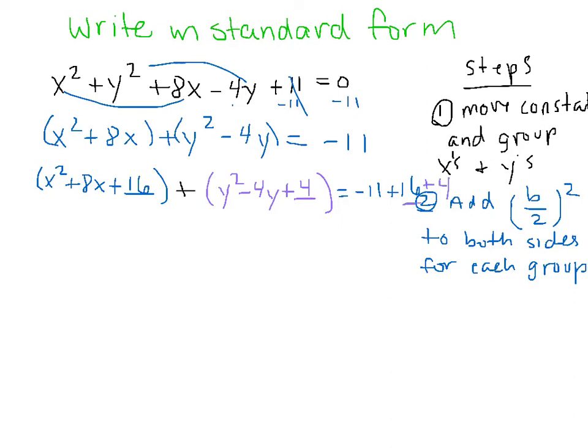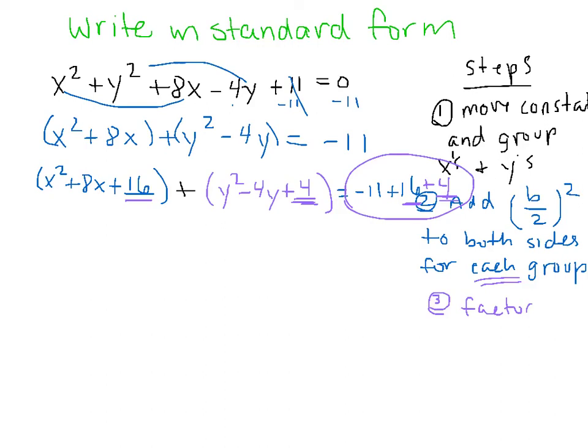So we're going to add 2 blanks on the right. Because we have 2 blanks on the left, we're going to have 2 blanks on the right. It's very, very important that you do that. This is where most of your mistakes come in, over here on the right-hand side. So if you put 2 blanks on the left, you'll have 2 blanks on the right. Now we're going to factor each group and then simplify.